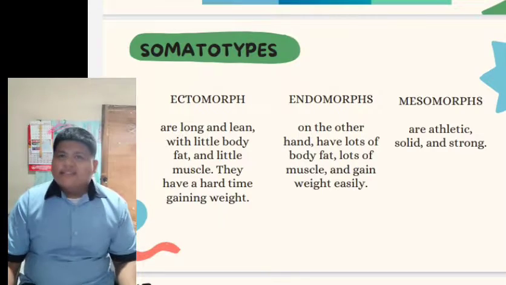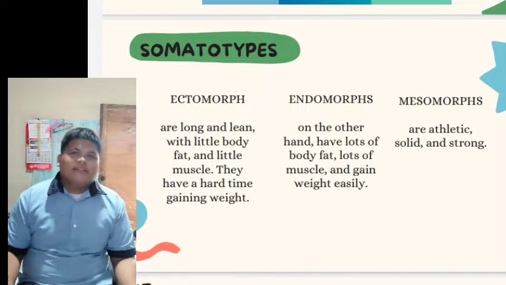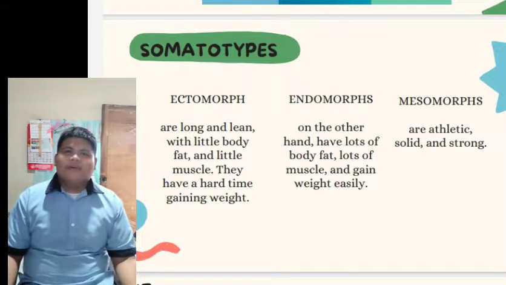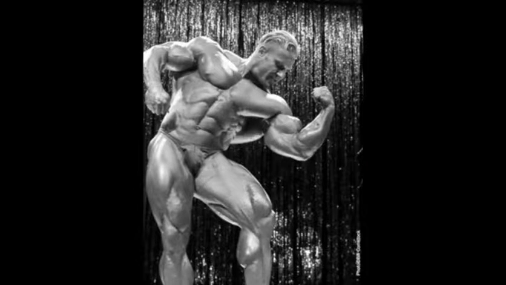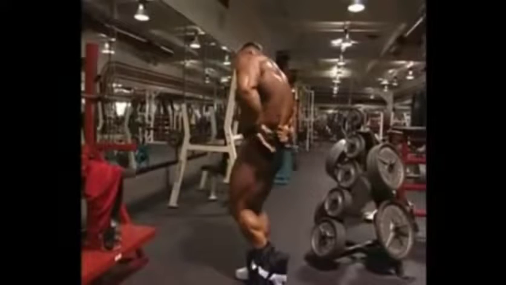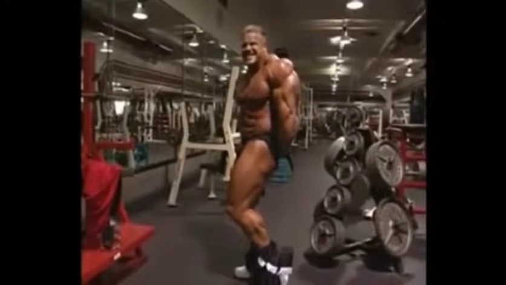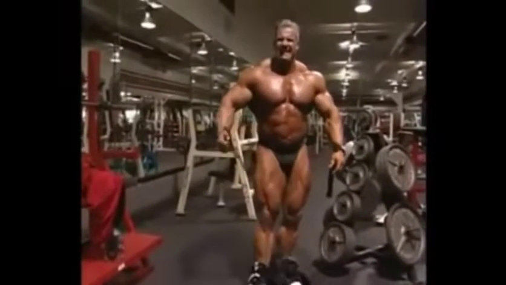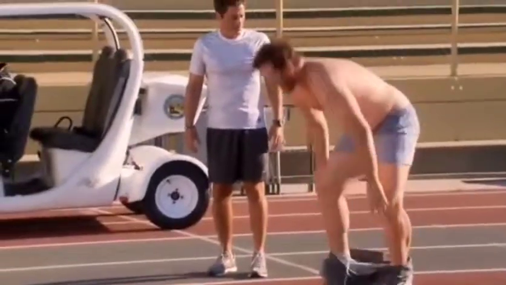And the second is the endomorphs. Endomorphs, on the other hand, have a lot of body fat, a lot of muscle, and gain weight easily. Here are examples of endomorphs. This is the body type that traditionally experiences the most difficult time losing weight, although they can often put on a decent amount of muscle mass reasonably easily. These are people with wider waists, larger bone structures, and are vulnerable to storing fat instead of building muscle. The endomorph's limbs are usually much bigger than other body types.